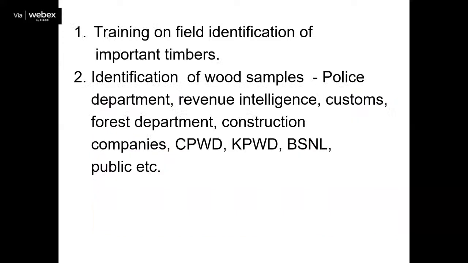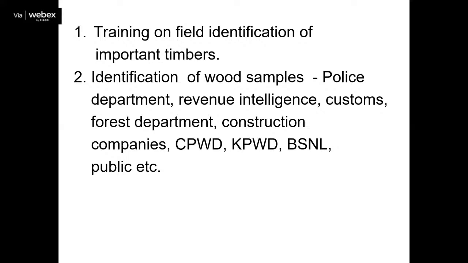And every year we conduct timber identification training. If anybody is interested, they can join. It is in November, a 5-day course. In this training, we give 25 important timbers, which have almost all characters. We give hands-on training.